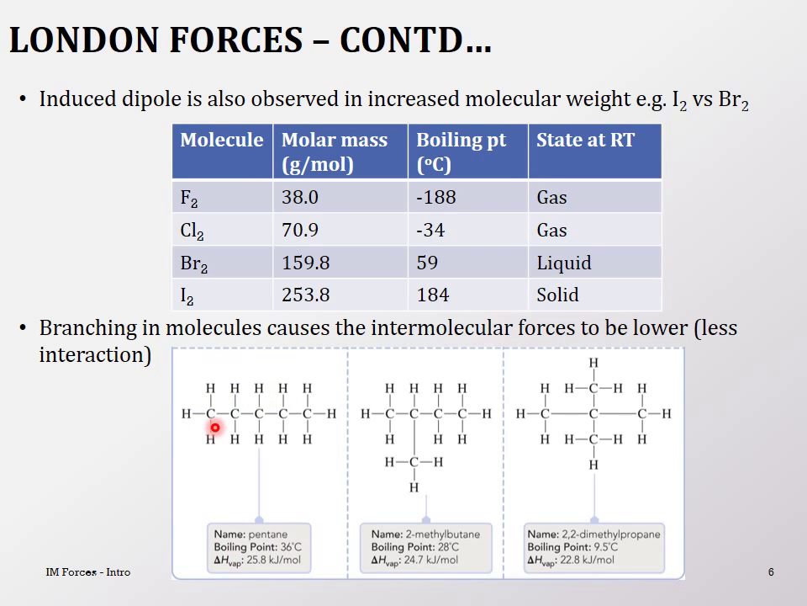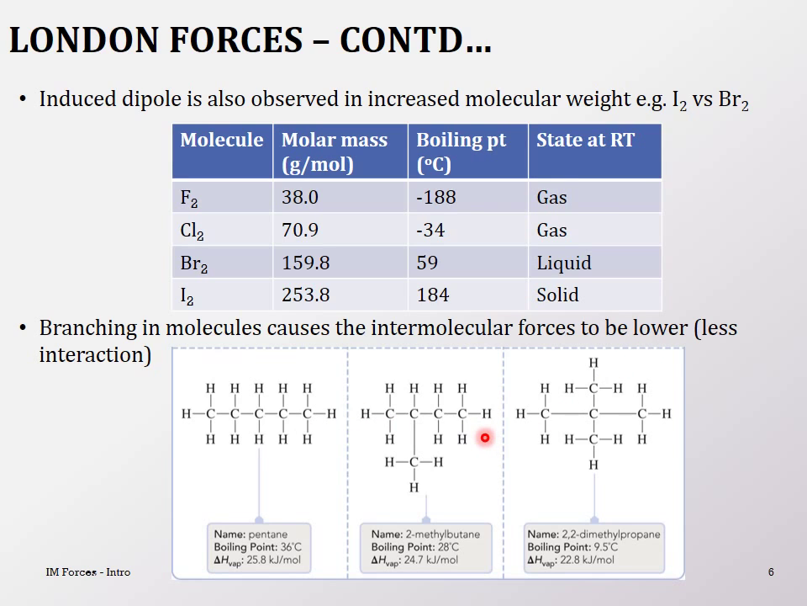Now we take 1 carbon and we move it to a branching. So when you create a branching, we still have 5 carbons. Now the branching causes the boiling point to change. It's lowered from 36 to 28. Now we take another carbon atom and move it around and give it a little bit more branching, and the boiling point goes down from 28 to 9.5. So you can see that as the branching is increasing, the boiling point is decreasing. If the boiling point is decreasing, it must be that the intermolecular forces are decreasing.